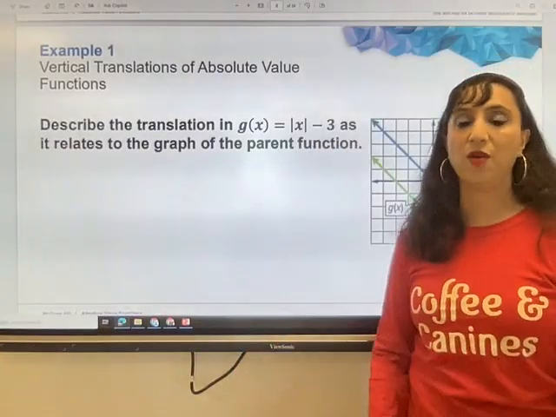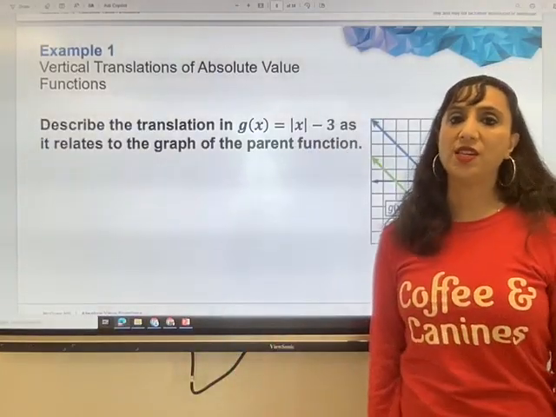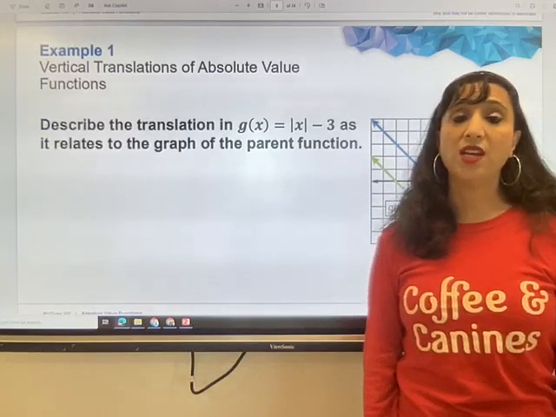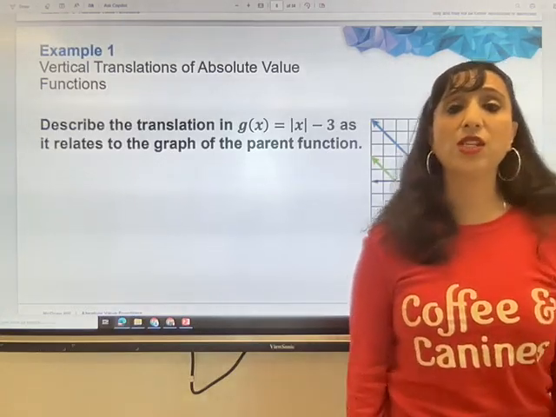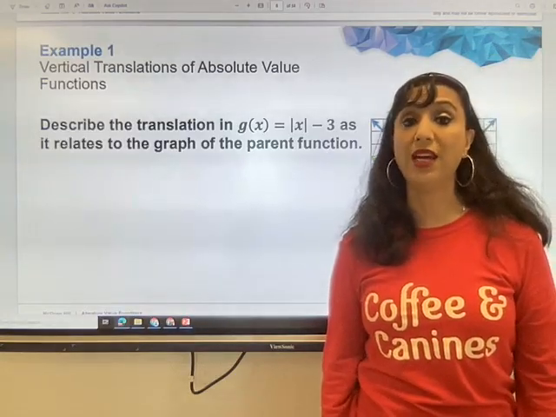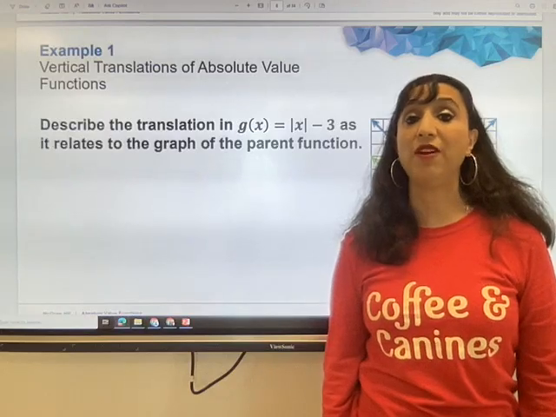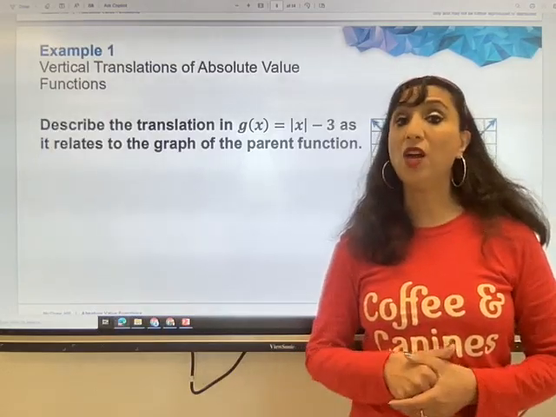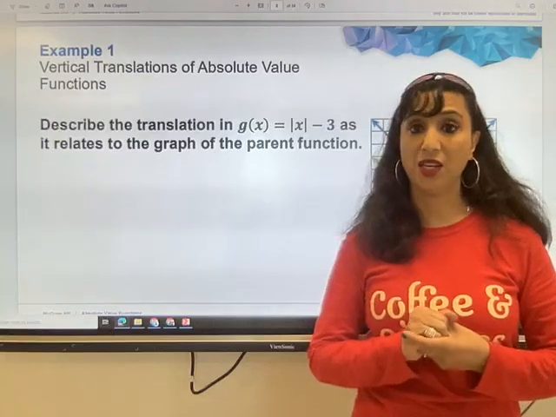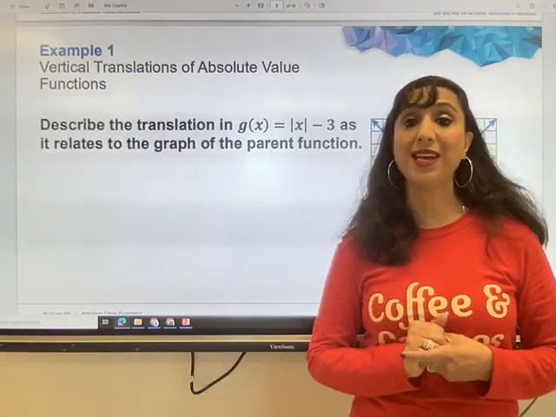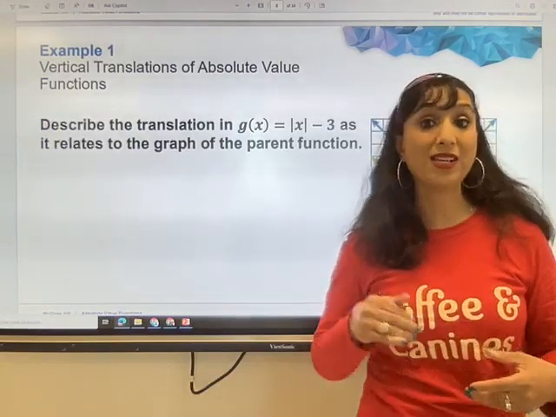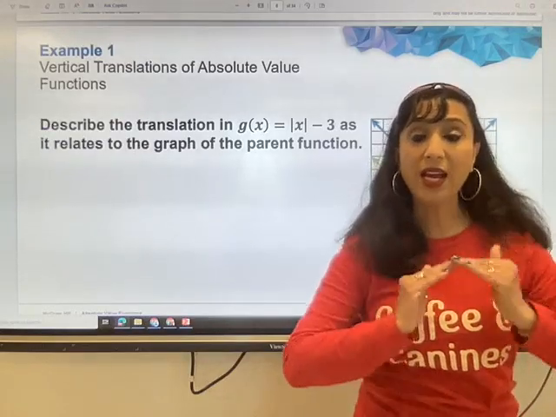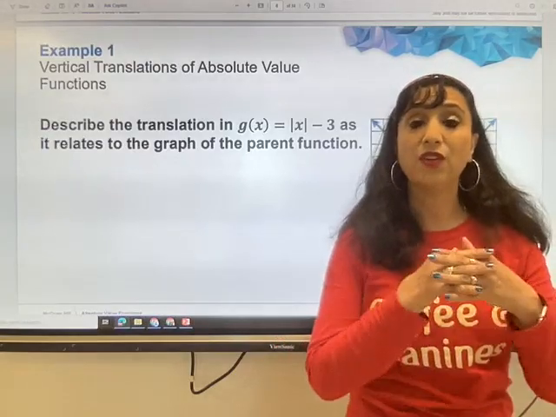Let's look at this question now. It's talking about vertical translations of absolute value functions. It's saying describe the translation in g of x is equal to absolute value of x minus 3 as it relates to the graph of the parent function. So as you can see, the constant is on the outside. So we know this is going to be a vertical translation. And since it's a number which is less than 0, it is minus 3. So this graph is going to be translated 3 units down.